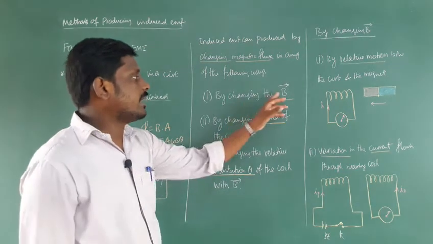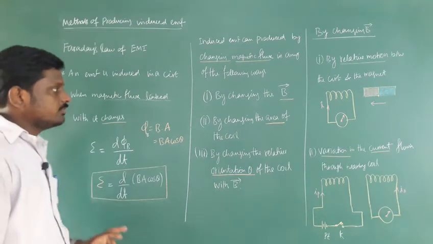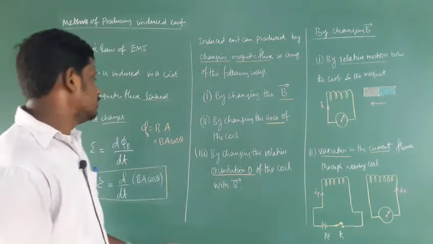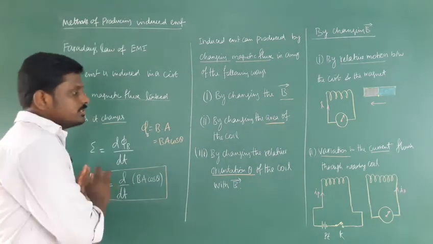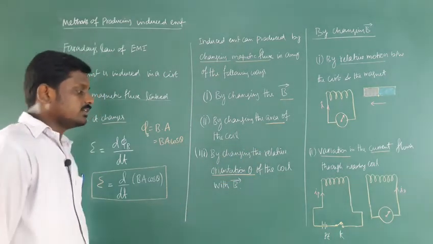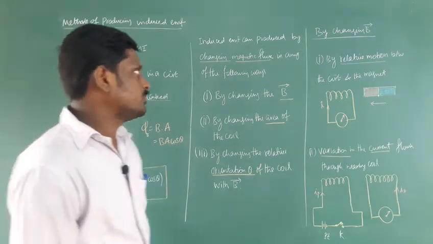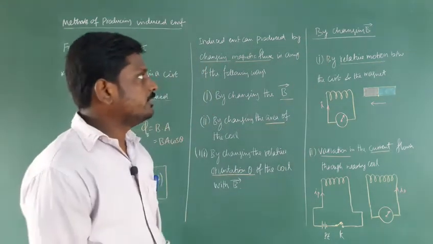By changing the magnetic field, we can produce induced EMF. By changing the area of the coil, we can produce induced EMF. And finally, by changing the relative orientation θ of the coil with the magnetic field, we can produce induced EMF. First, let us see how to produce it by changing the magnetic field.